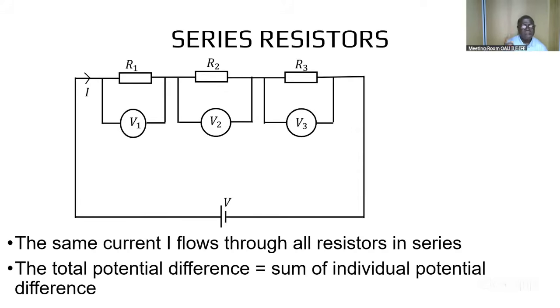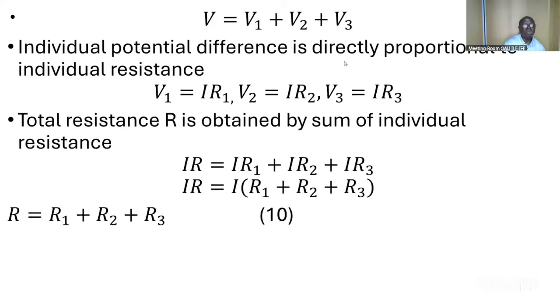So the total PD, like the one I have for the battery, V is equal to V1 plus V2 plus V3. That is what I mean by the total potential difference being the sum of the individual potential differences. So the individual potential difference is directly proportional to the individual resistance.